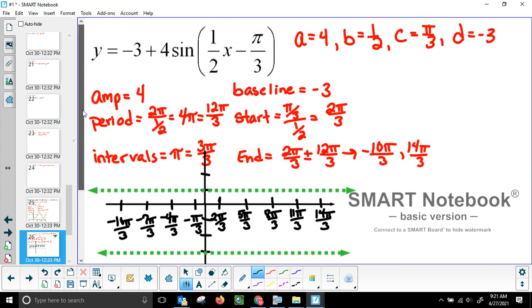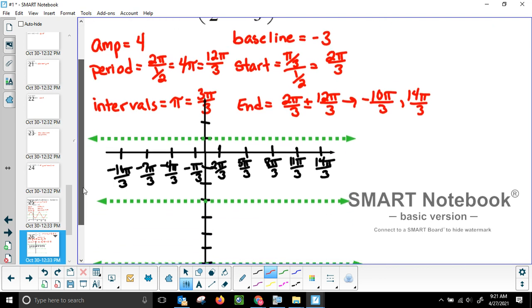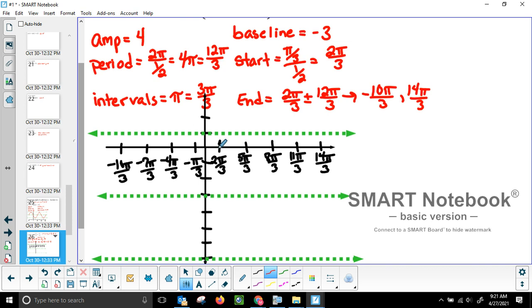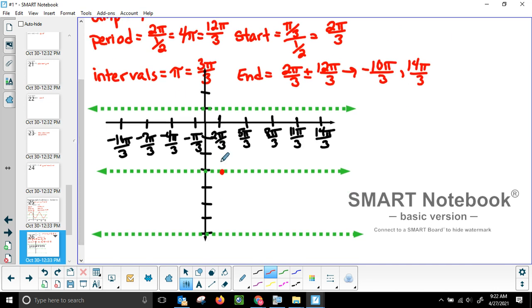So this is sine. So my start is at 2 pi over 3, and sine starts on the baseline. So here, as I go to the right, my A is positive. So I go up first, back to the baseline, down to the minimum, back to the baseline. Follow that pattern going the other direction. Remember, we are not putting a point on the y-axis here. Connect that with a nice smooth curve. And we're done.